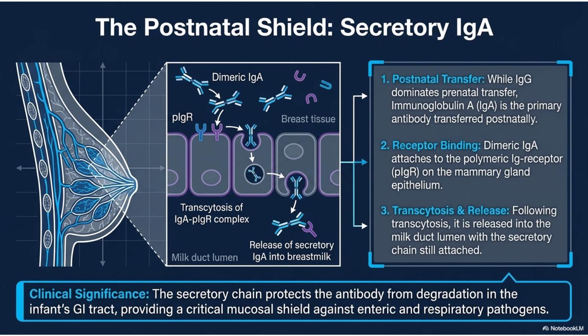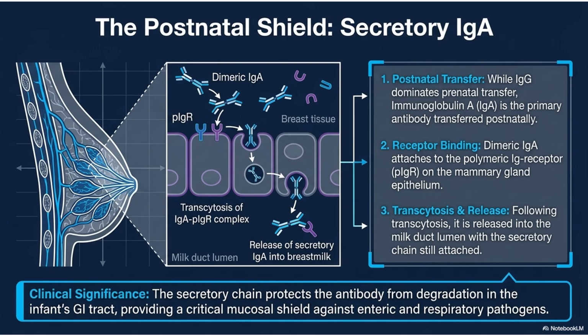Second, receptor binding and transport. To get into milk in the first place, the dimeric IgA attaches to a receptor, the polymeric immunoglobulin receptor, on the mammary gland's epithelial cells and is carried through them.